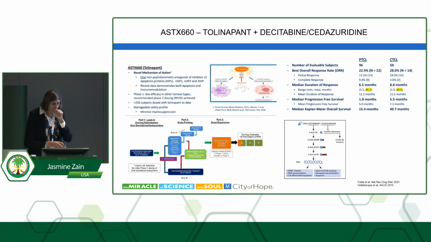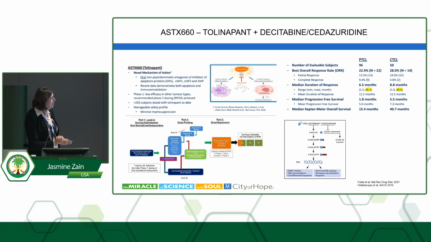Now, moving on to other targets. So tolinapant is an apoptosis inhibitor. It's a little bit like, I'm blanking on it, right? Venetoclax, sorry. So it's one of the anti-apoptotic agents, and it's an oral agent. Phase 1 study was conducted in PTCL, as well as CTCL. So this was the combined study, and they actually had a reasonable response rate.